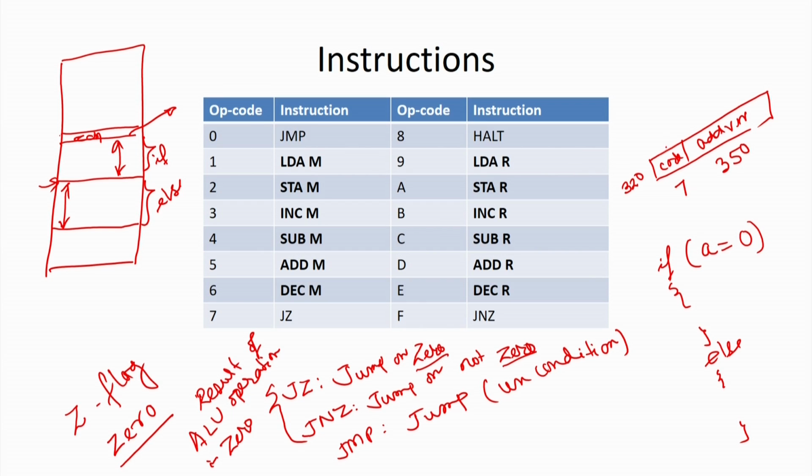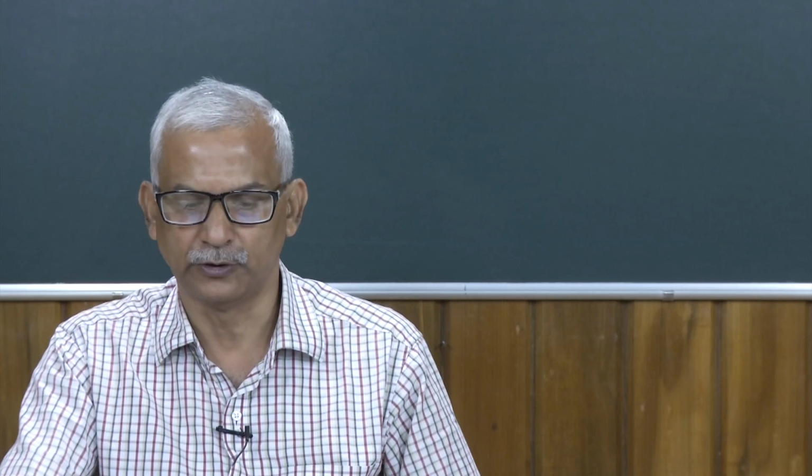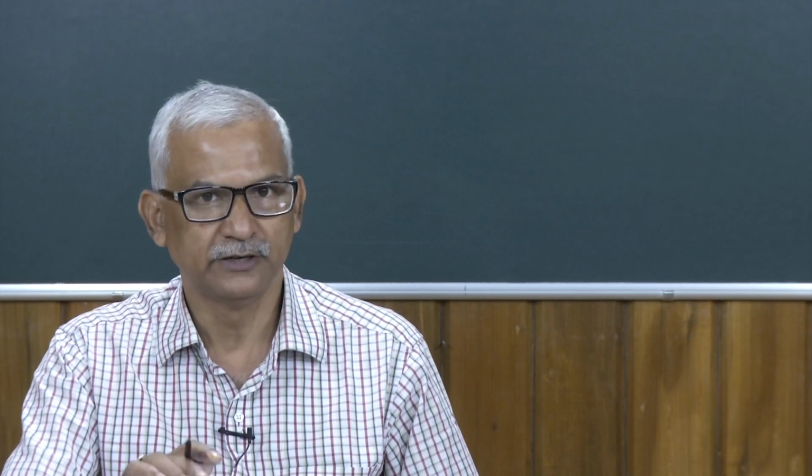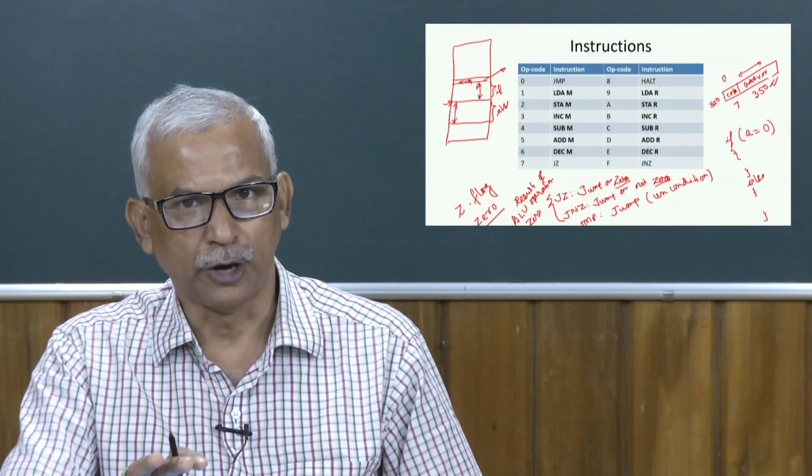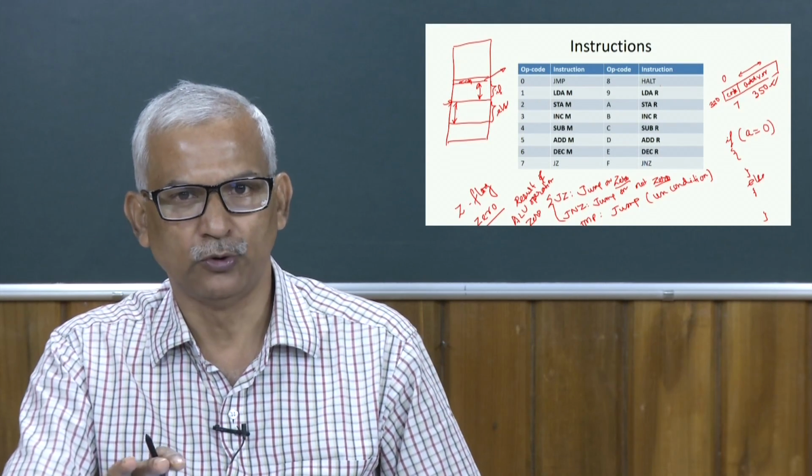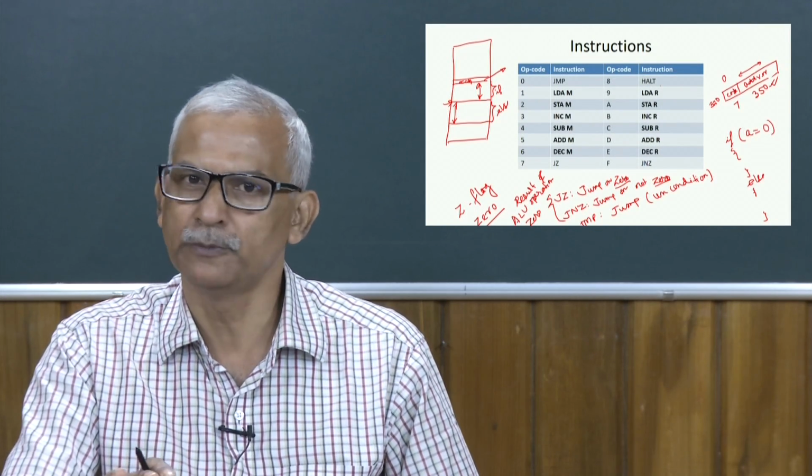Similarly, opcode 0 is an unconditional jump. Whatever address we provide, it will simply go to that memory location. How do we do that? We load the program counter with this value, and only then will we know that the next instruction has to be fetched from that memory location. And halt says to stop the execution of the program, so we need not fetch any more information from memory.